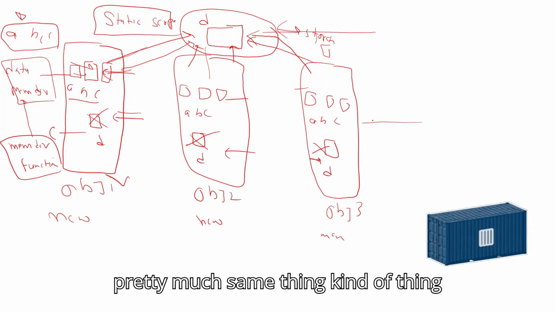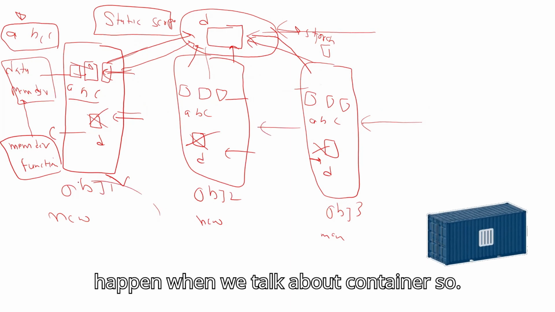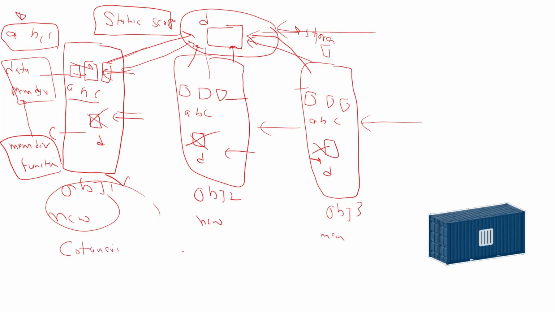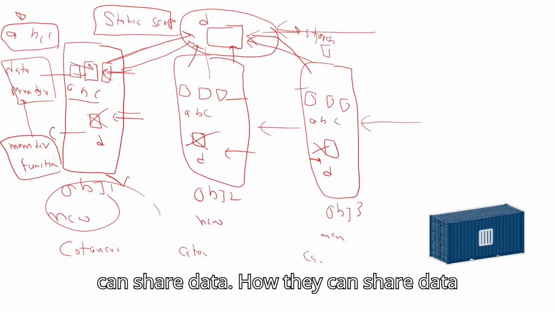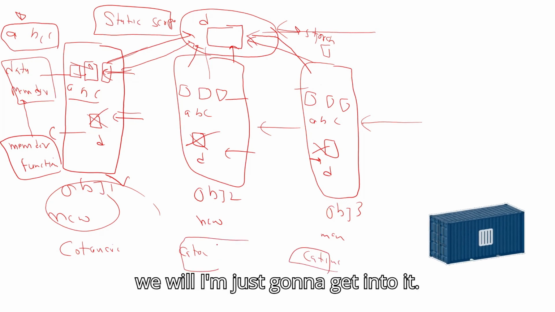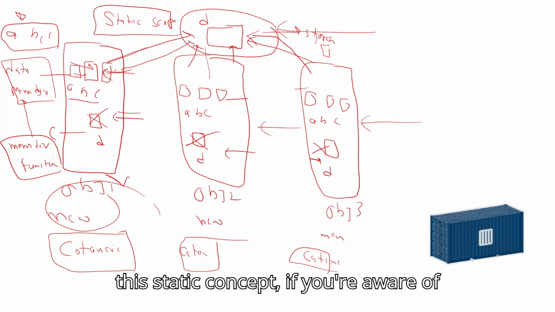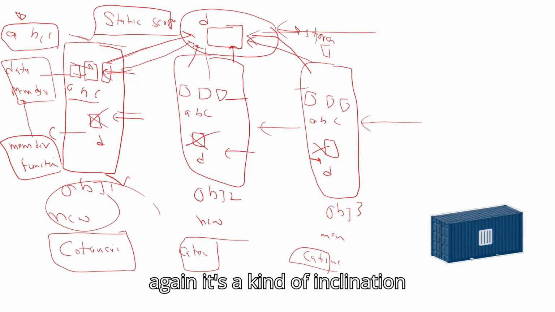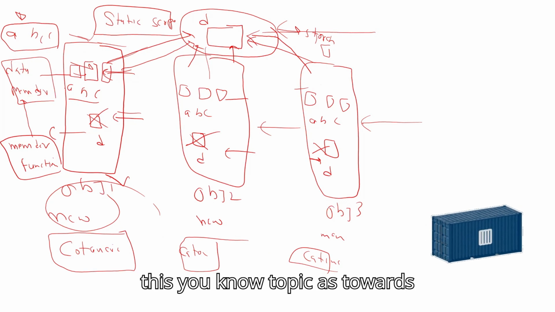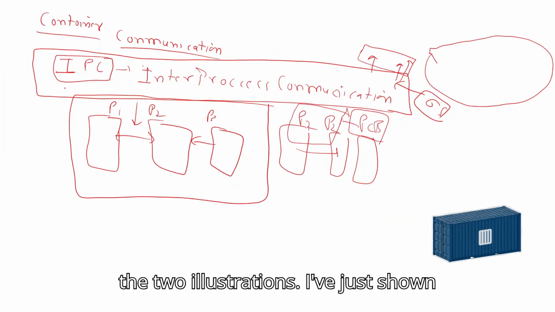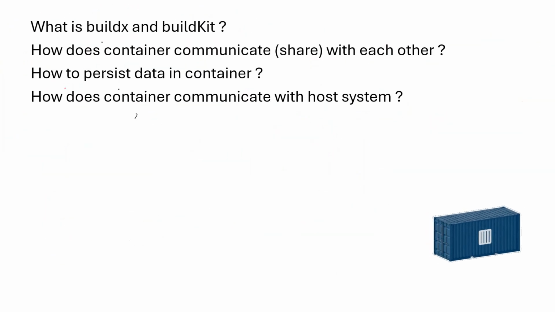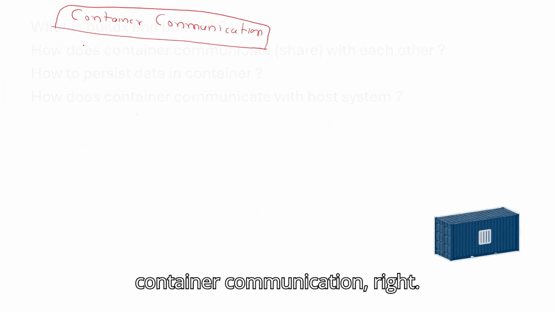D will be shared with this object, this object, and this object. It's pretty much the same thing that happens with containers. Containers can also share data. How they can share data, I'm going to get into. But before that, if you have a grasp on static variables and static memory, it's a kind of inclination this topic has towards containers. So these are the two illustrations I have shown you before even starting with container communication. Two things here.